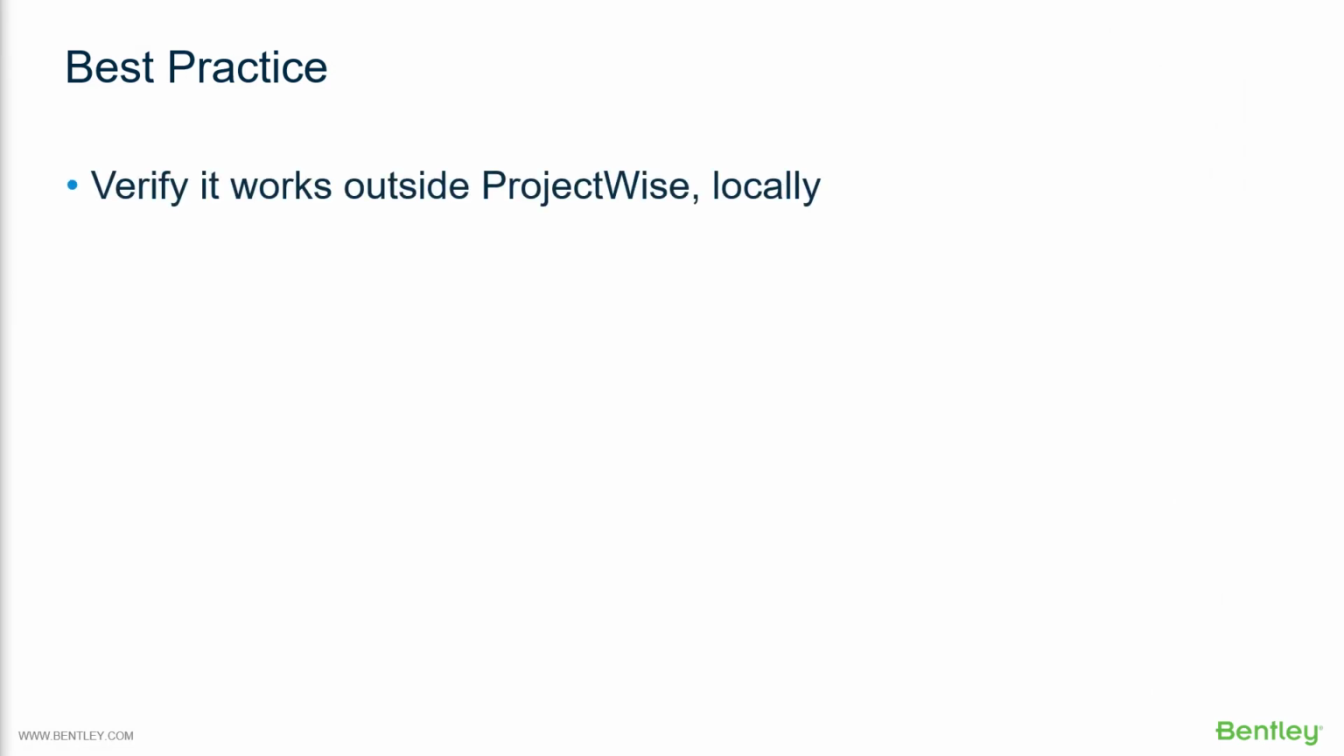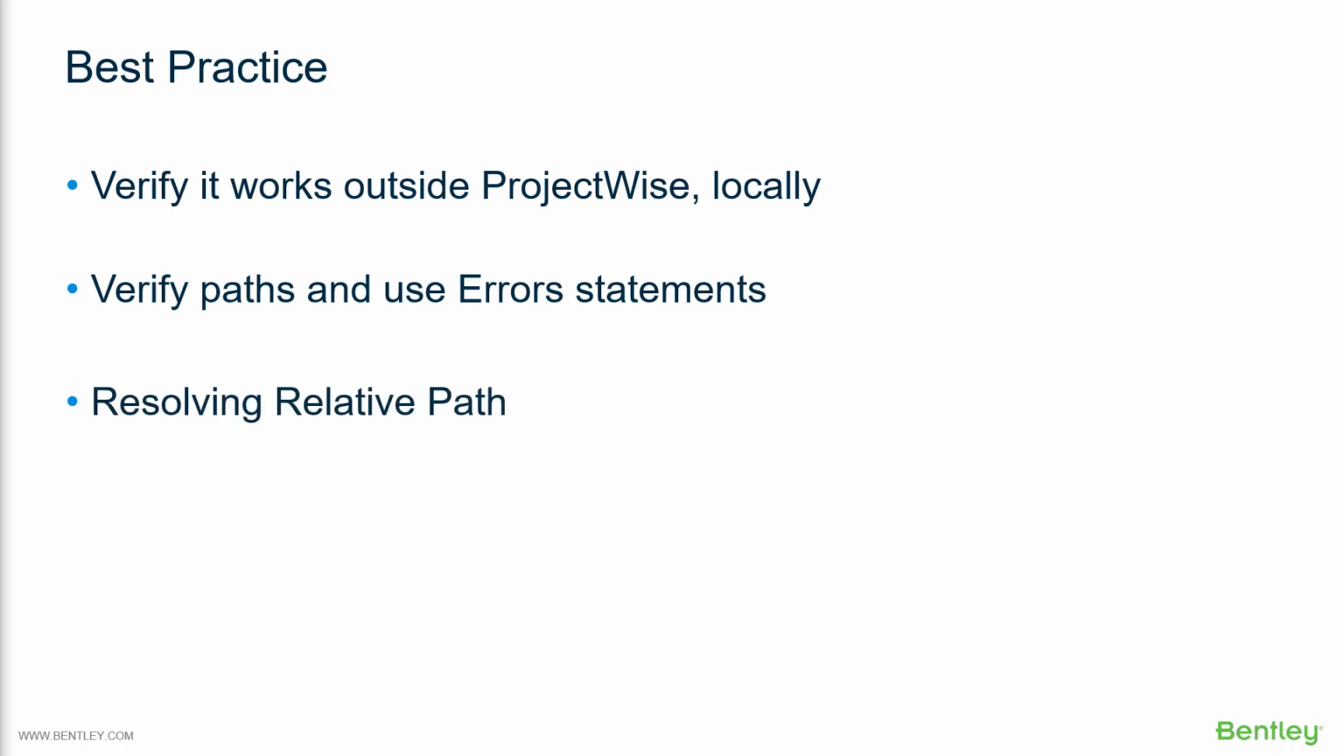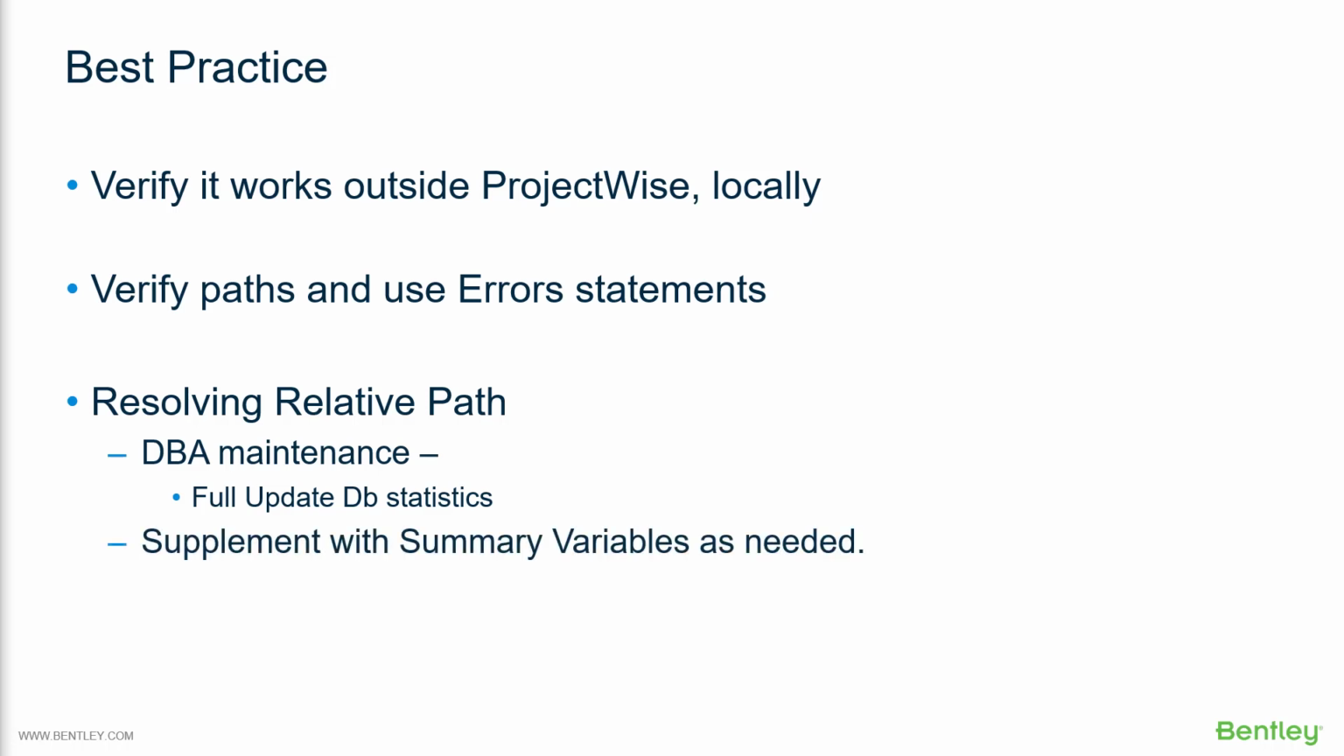In summary, here are a few best practices. Verify the configuration works outside of ProjectWise locally. Verify paths and use error statements. Regarding resolving relative paths, this is usually a database maintenance issue. You can run a full update of the database statistics. You can also, just as a best practice to simplify the query, create supplemental summary variables as needed.